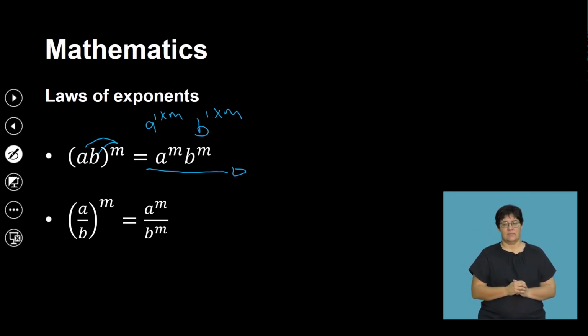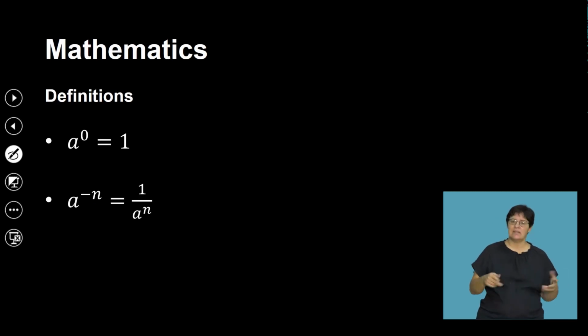The other one is, if it's a division inside the bracket, we also apply the same rule, that I'm going to distribute this to the exponent of the numerator and the exponent of the denominator there, which will then give me a to the exponent of m divided by b to the exponent of m.